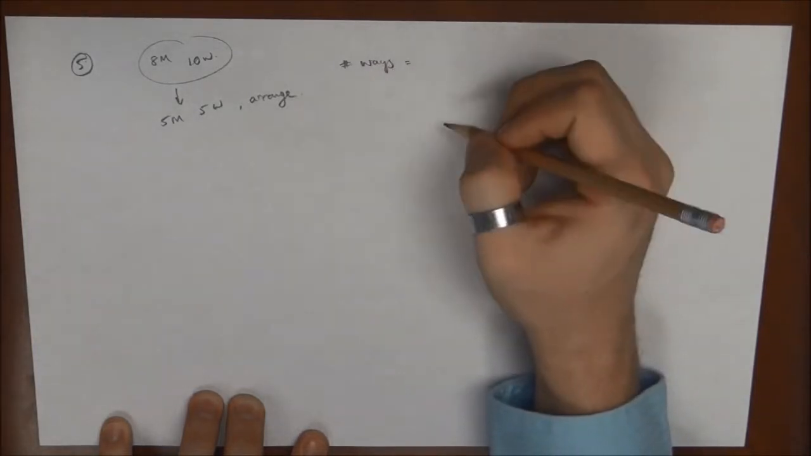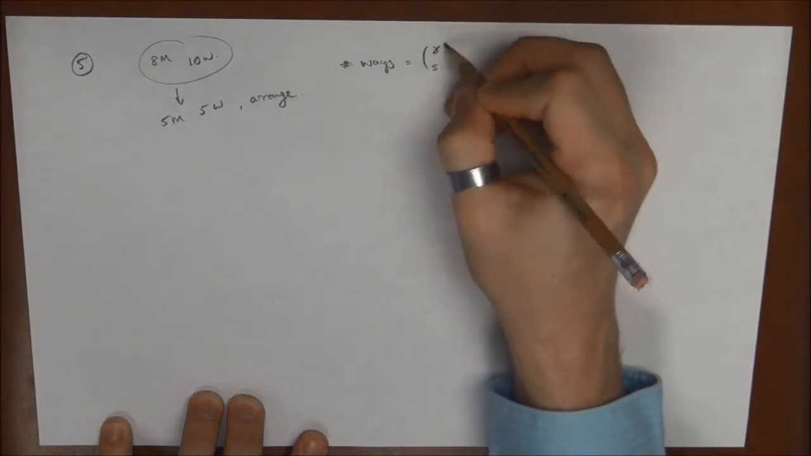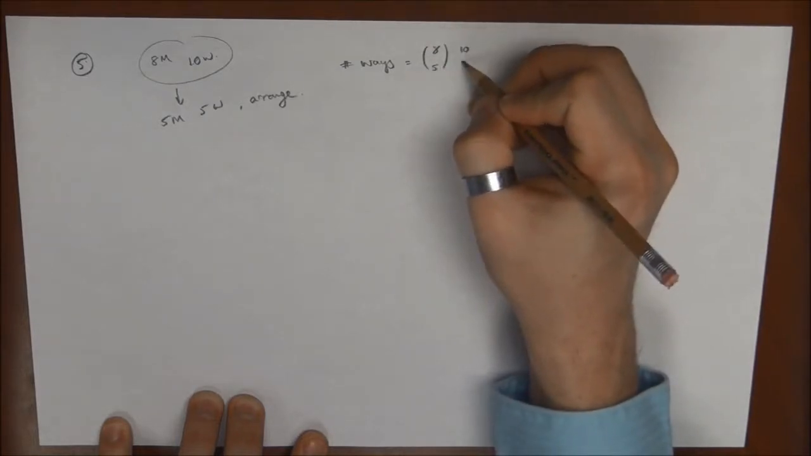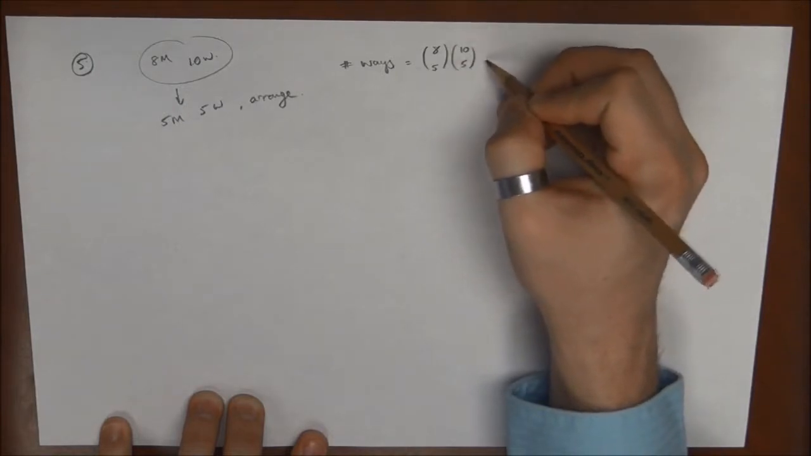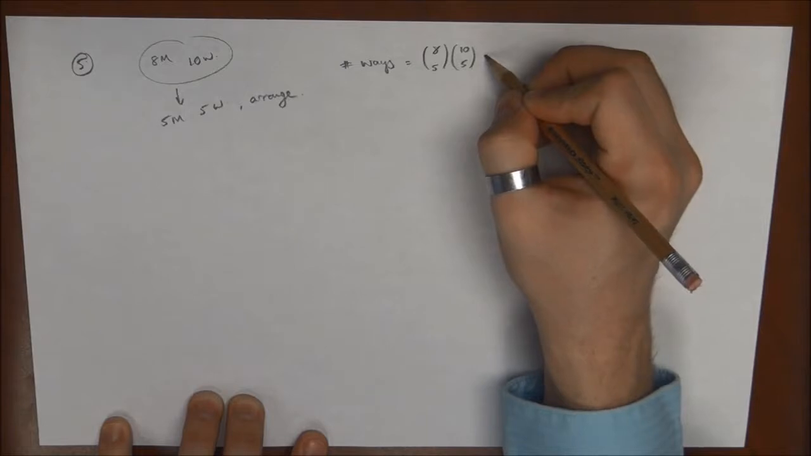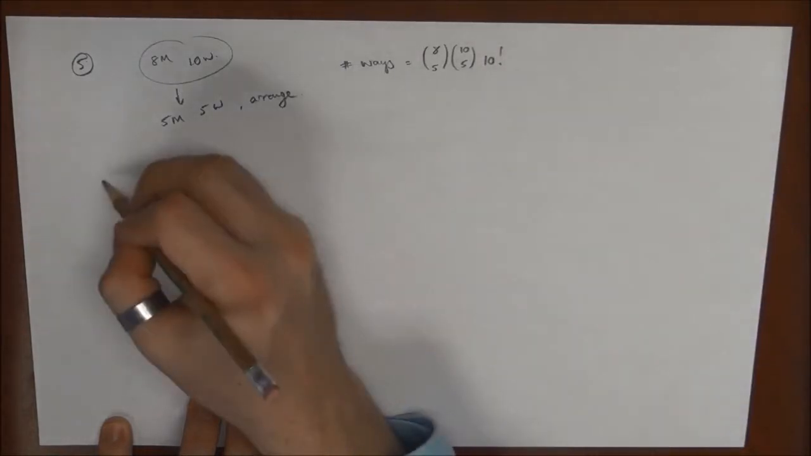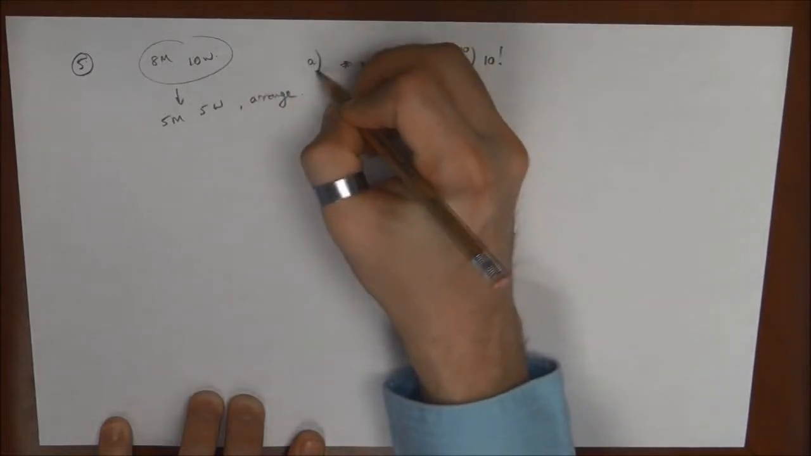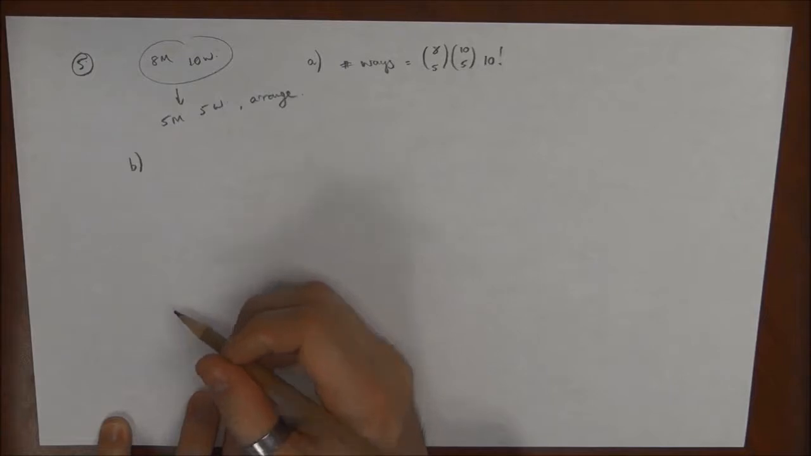Well, think select and arrange. I have 8 men, I'm choosing 5. I have 10 women, I'm choosing 5. And how many ways can I arrange them? There's no restriction on the arranging, so 10 factorial. That's A. In B, the sexes must alternate.